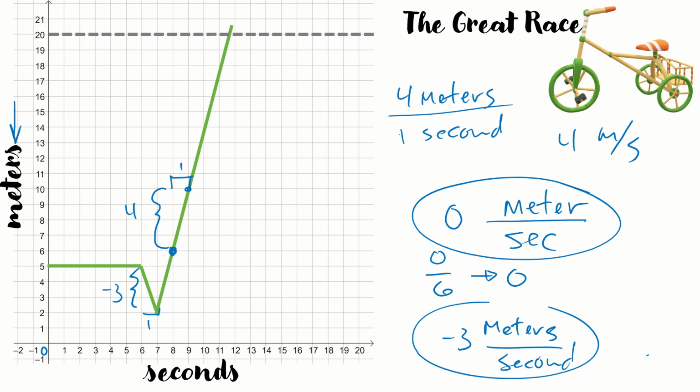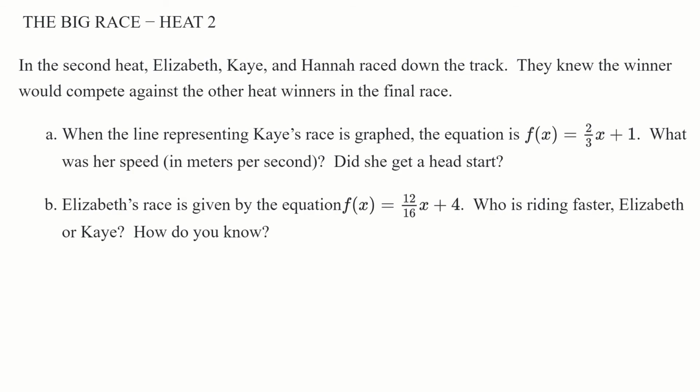So this person's race can be described as 3 distinct chunks, and we're going to talk about that in one of the problems today. We have a way of writing something called piecewise functions, and piecewise functions allow me to break up a situation into different chunks, and I'll share with you a notation that we commonly use to do that. Let's take a quick look at some of the answers from yesterday. This was from Heat 2, and we had someone named K, and K's race was graphed by the equation f of x equals 2/3 x plus 1.